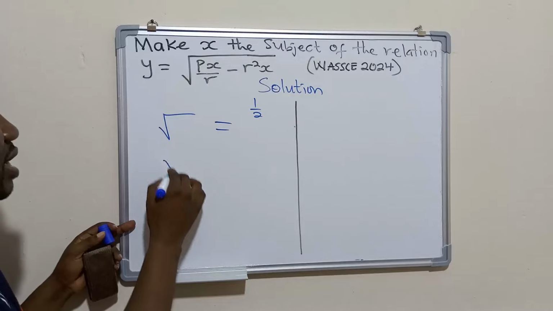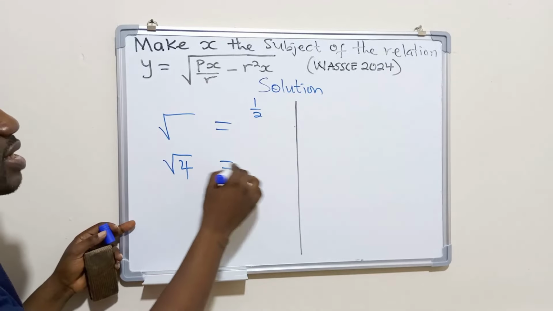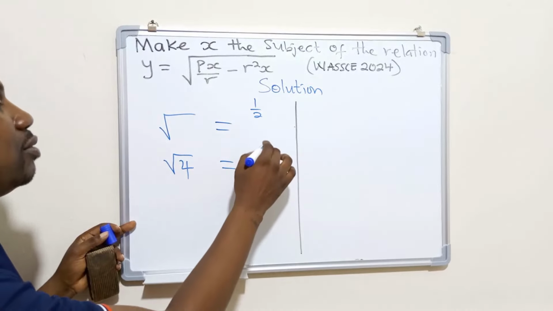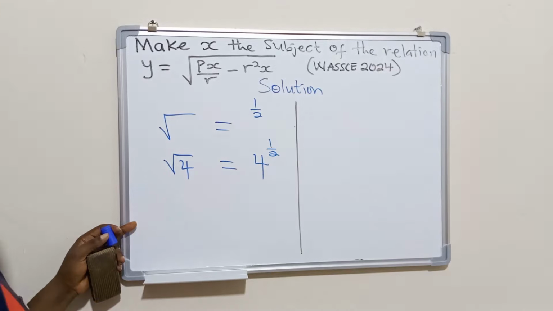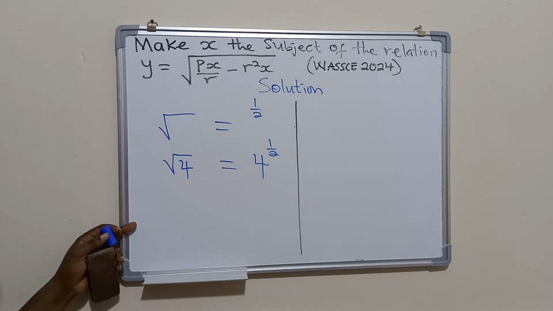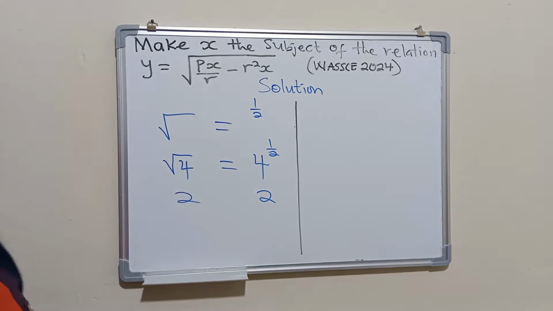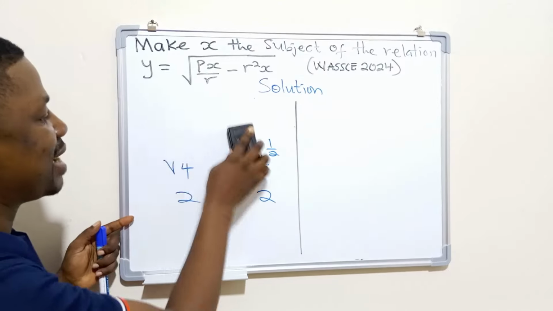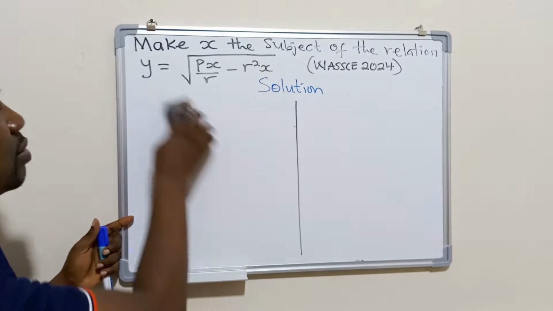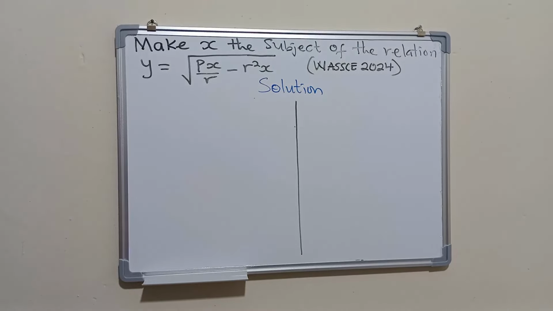For instance, if you are given the square root of 4, it's the same as you writing 4 raised to the power half. And you can try it on your calculator. This will give us 2, this will give us 2, telling us that the square root sign is the same as exponent half. So with that understanding, we can rewrite our question in this way, so that whatever we are doing, you understand it.